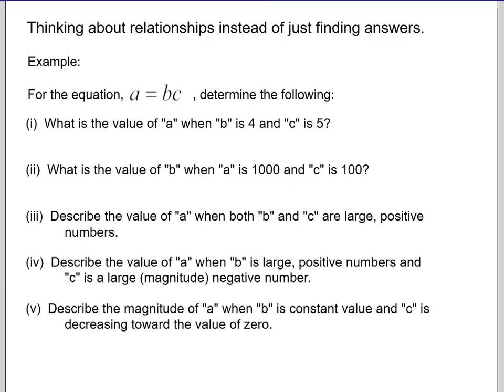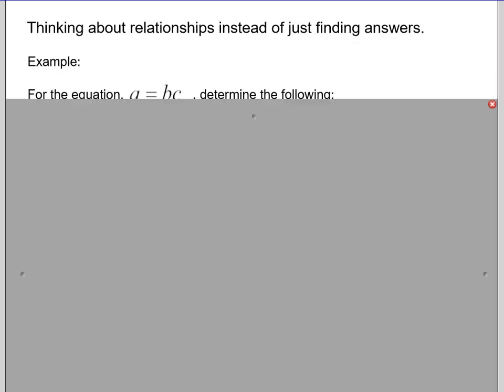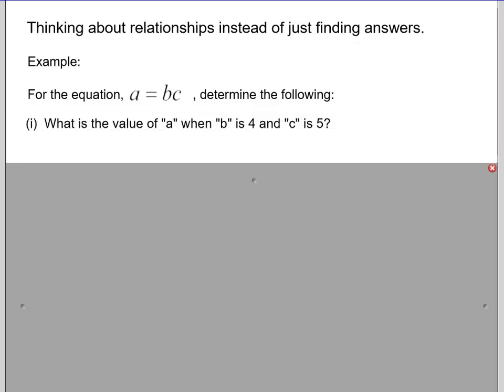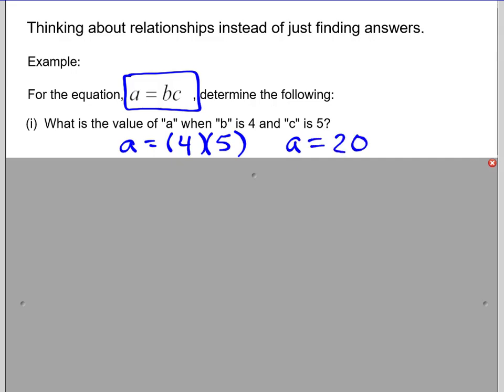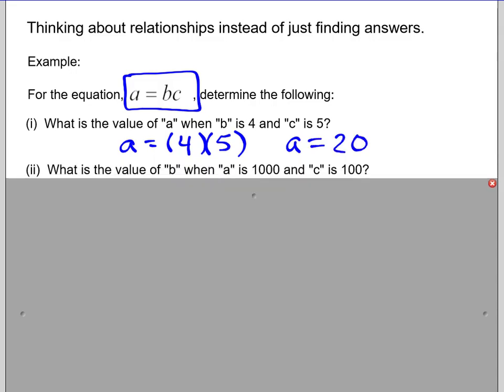Okay, so what if we mix things up here a little bit more? What if we have multiple letters or variables? So for the equation A equals B times C, determine the following. What is the value of A when B is 4 and C is 5? Now that's not too bad to handle. We can multiply those together and we get a nice clean value of 20.